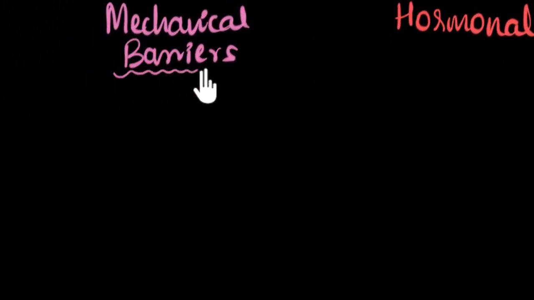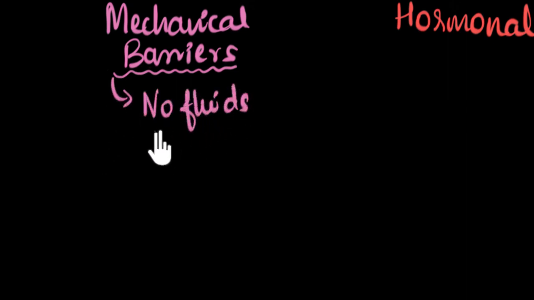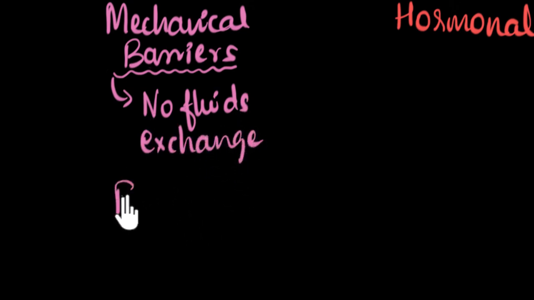What does that do? Well, as the name suggests, it acts like a barrier. But a barrier for what? Well, it acts like a barrier for the fluids. So it ensures there is no fluid exchange between the people involved. So in sexual intercourse, there'll be no fluids exchanged. So no fluid exchange, okay? And the example of that would be condoms.